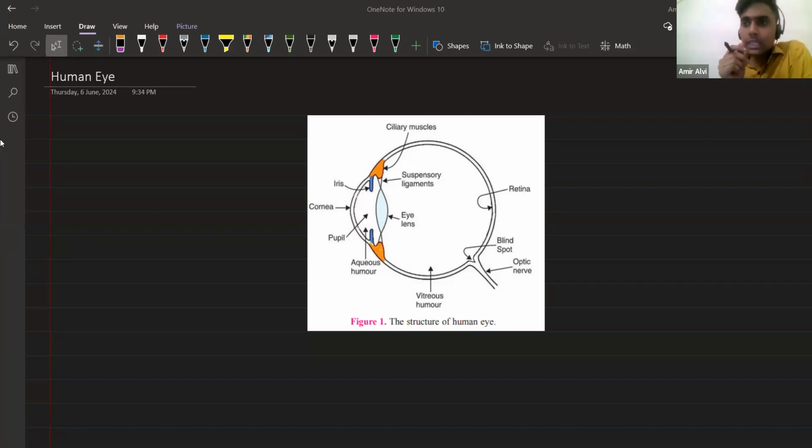So we have to understand how the human eye works, because the human eye is very complex. In the 10th standard, they have simplified the working of the eye in such a manner that everyone can easily understand. In this topic, we'll understand the different functions of the components of the eye, and we'll also understand the defects of the eye.